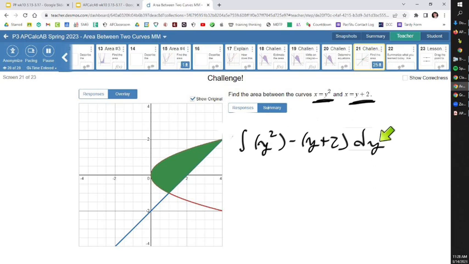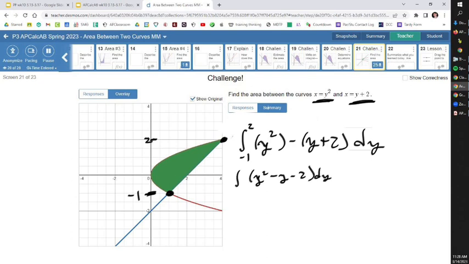So what are my y values? What's my lower and my upper bound for my y's? Yeah, you go to the points of intersection, and then you get your y's from that. That's -1, and that's 2. So you have -1 and 2. Let's simplify. All right, so we got y squared minus y minus 2 dy.